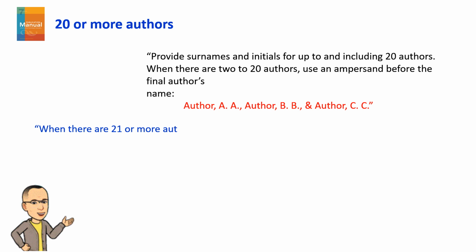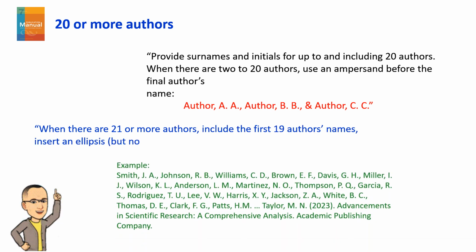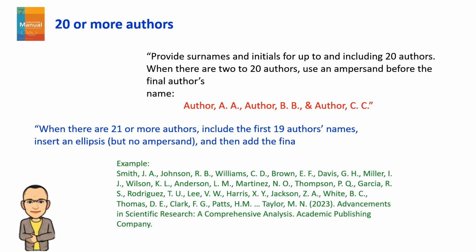When there are 21 or more authors, include the first 19 authors' names, insert an ellipsis, but no ampersand, and then add the final author's name, the manual adds.